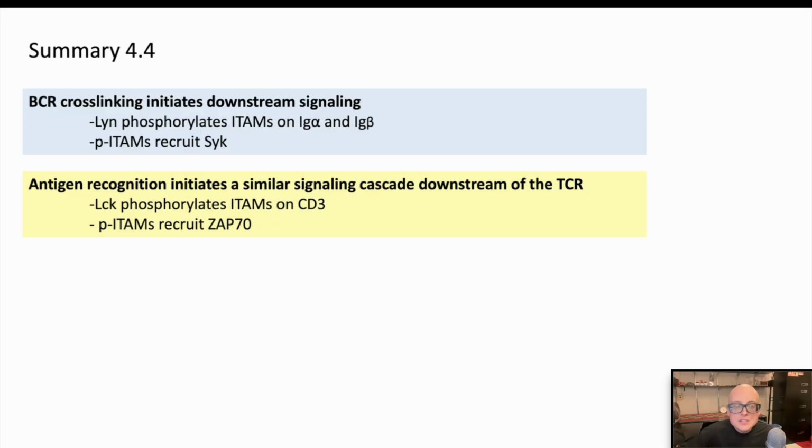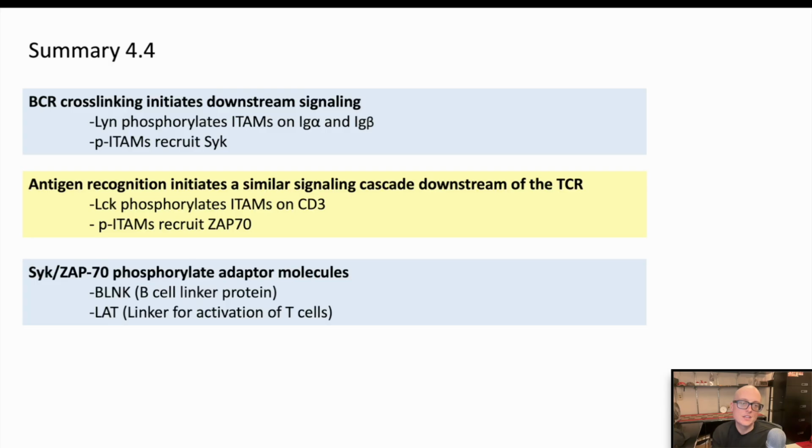We saw that antigen recognition by the TCR, even though it looks a lot different on the extracellular side, there's very similar things happening intracellularly. We have a Src family kinase known as Lck in this case, which will phosphorylate ITAMs as well. Within the T cell, those are going to be the chains of CD3. And those phosphorylated ITAMs on CD3 then recruit a different Syk family kinase known as ZAP70.